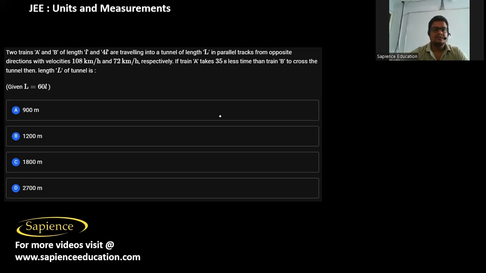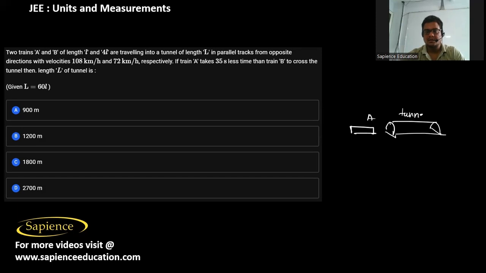And here it is told two trains A and B of length L and 4L are traveling into a tunnel of length L in parallel tracks from opposite directions with velocities 108 km per hour and 72 km per hour respectively. If train A takes 35 seconds less time than train B to cover the tunnel length, then the length of the tunnel is? The train A will move through a tunnel.